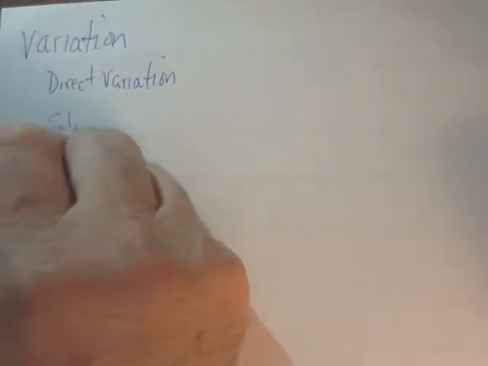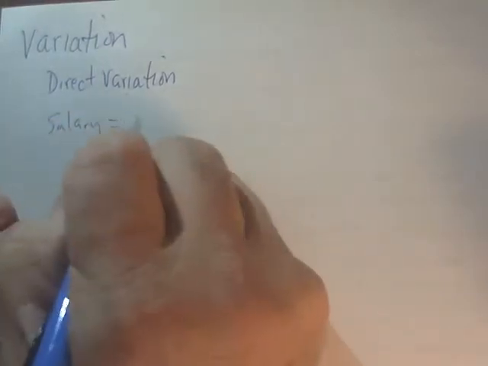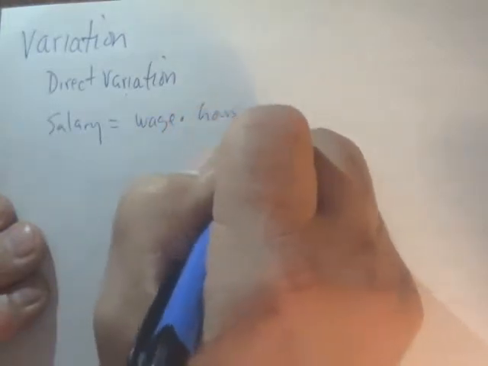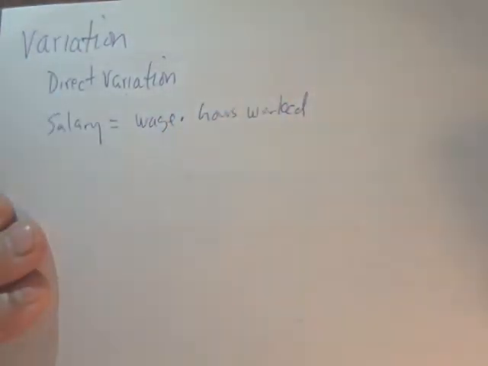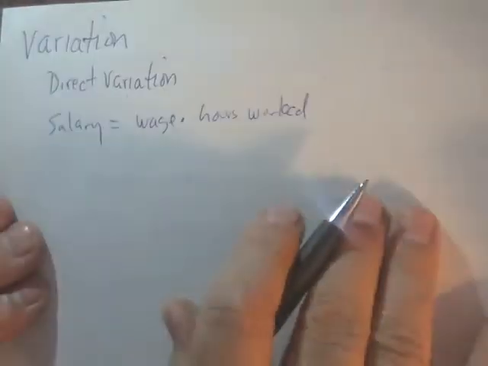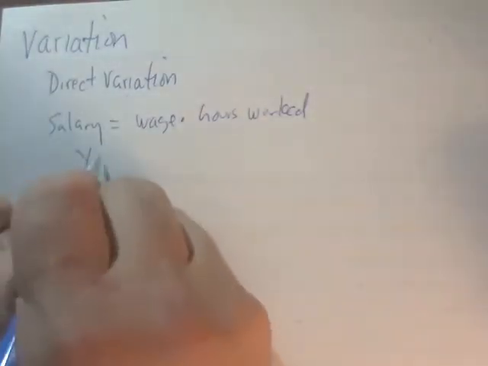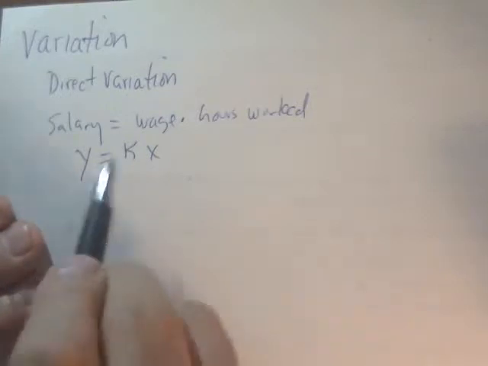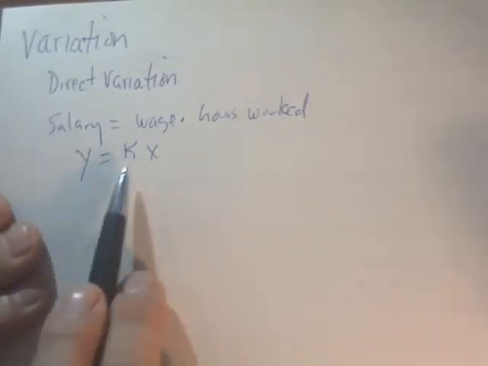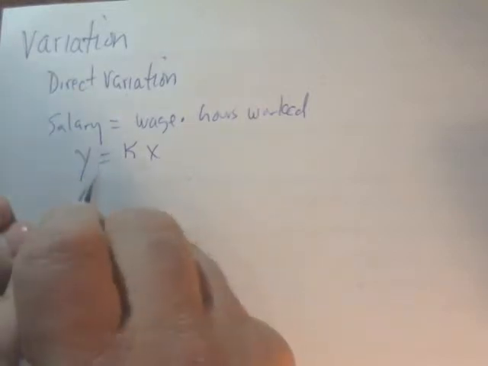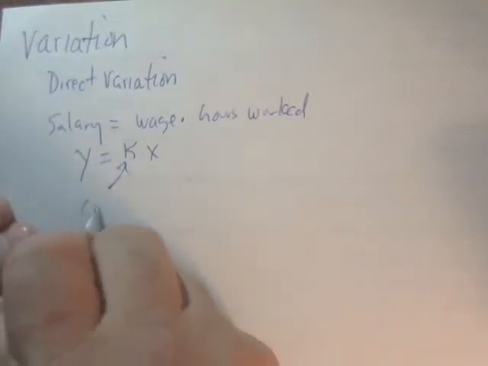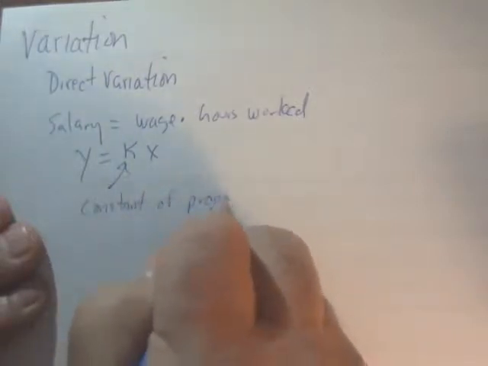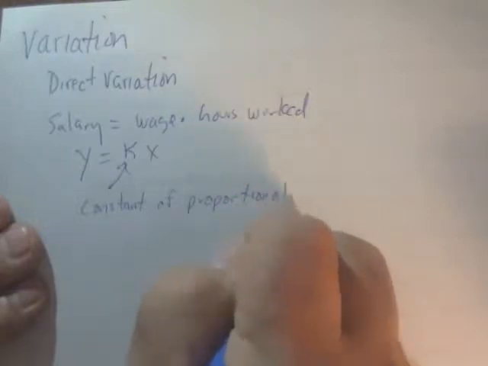So your salary is wage times hours worked. Okay, so instead of writing words in math, we use letters. And we like to use X and Y a lot. But for direct variation, we normally use two variables, and we have the K. And the K right here is what we call the constant of proportionality.